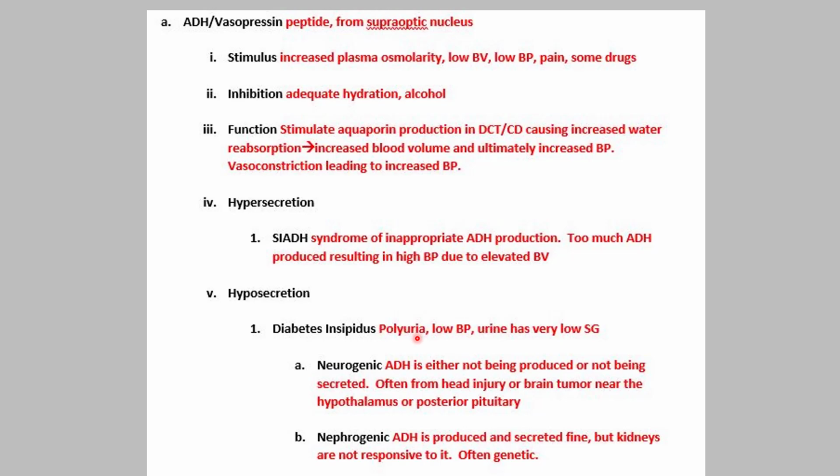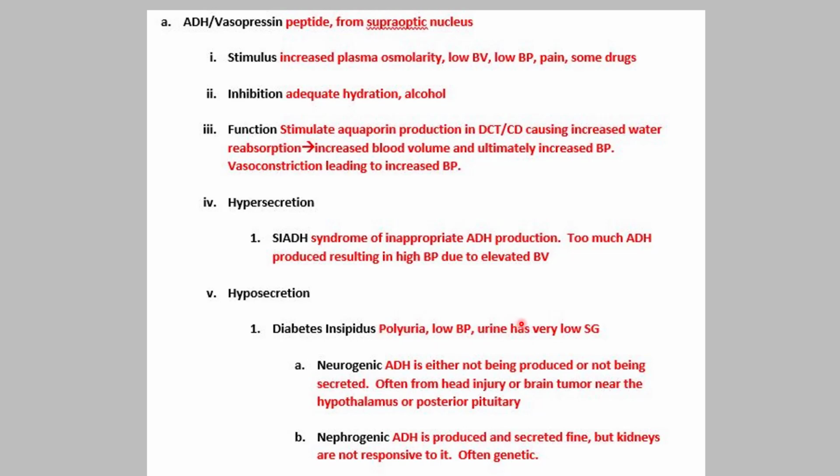Polyuria, remember what that meant? Peeing a lot. Low blood pressure. Why would that be? Because you're urinating a lot, losing a lot of water, losing blood volume, lowering your blood pressure. The urine that comes out has a very low specific gravity. That just means that it is almost entirely water. Why is that? There is no solutes there to begin with, but more importantly, there's no glucose there.